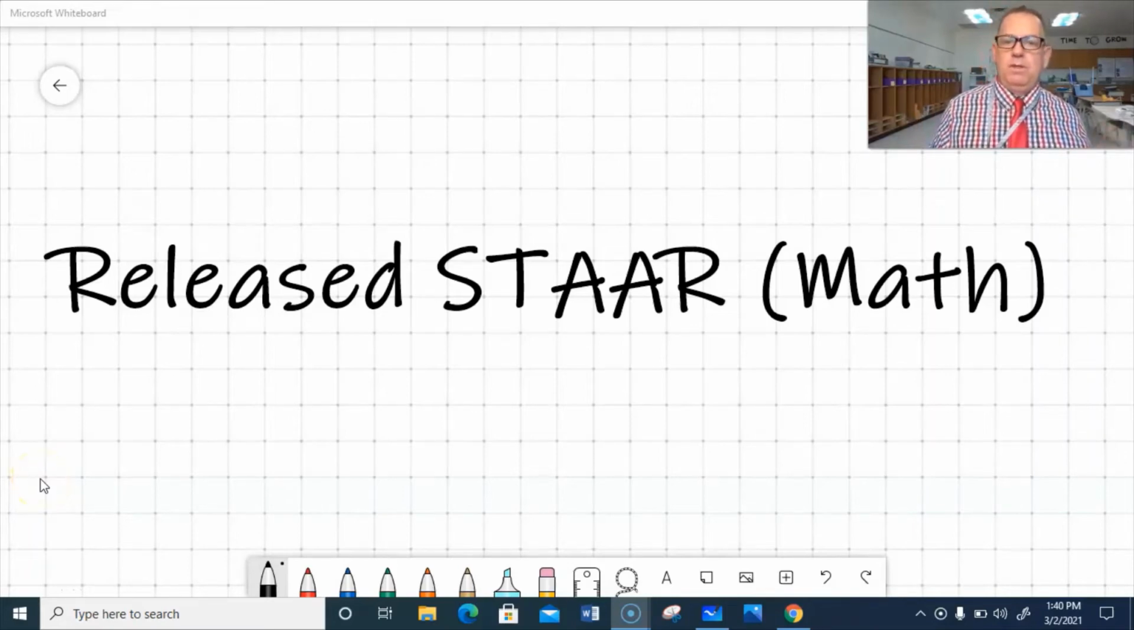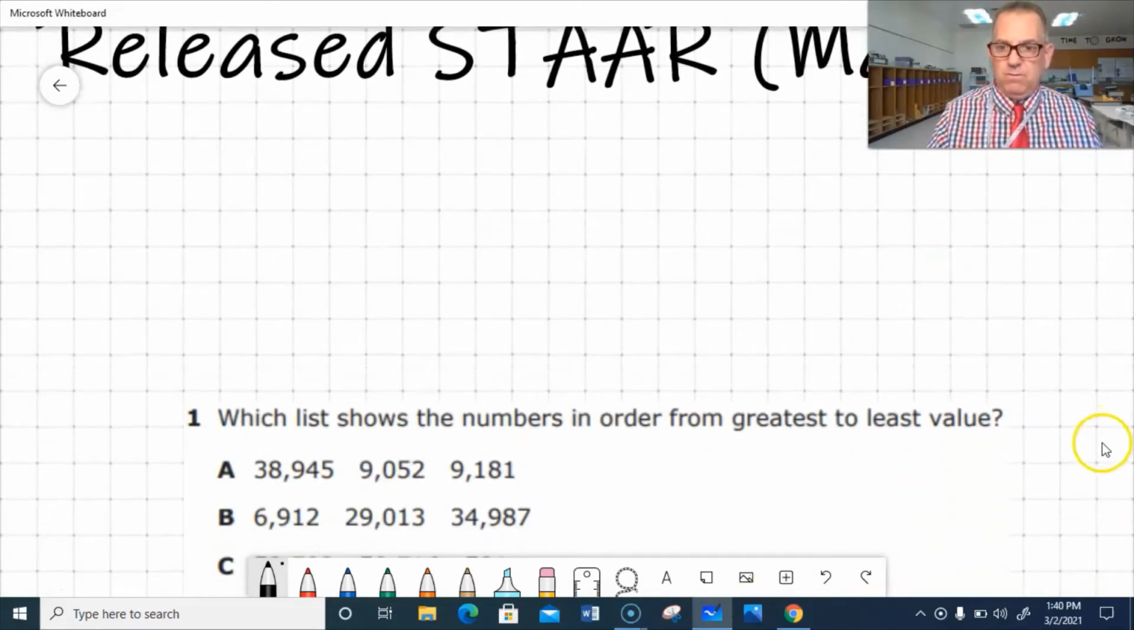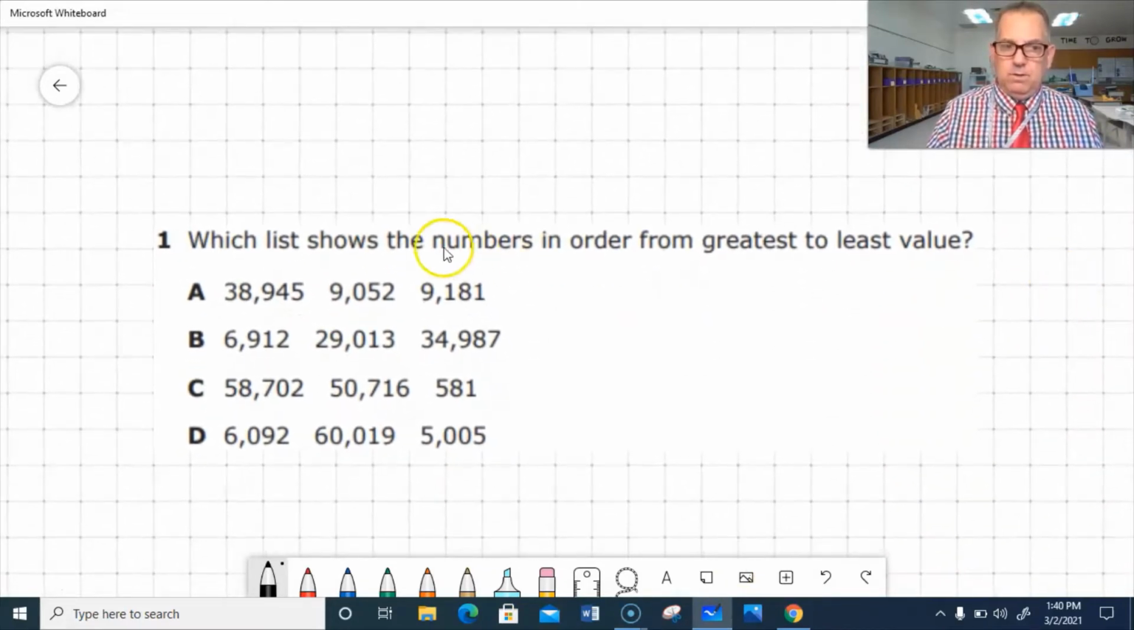We're going to be reviewing at least the first half of the released STAAR test that we took the other day. Let's get ready and look at some of these questions. Look at question number 1 first. You follow along as I read. It says, which list shows the numbers in order from greatest to least value?